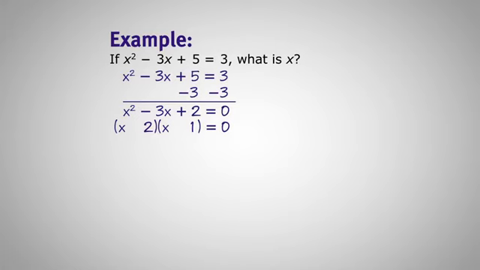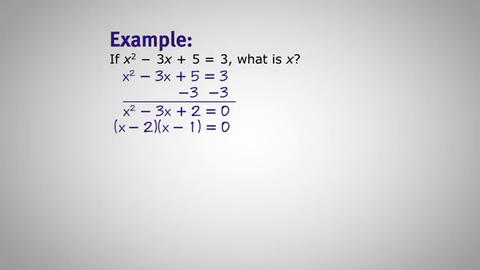If we move on to look at the middle term, we see that the middle term is negative. That tells us that both of the signs need to be negative. So our binomial reads quantity of x minus 2 times the quantity of x minus 1 equals 0. Our final step is to set each one of those binomials equal to 0 and then solve for x.